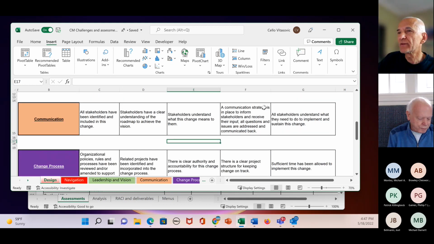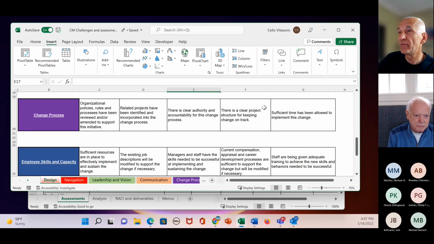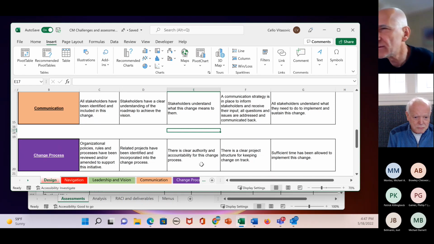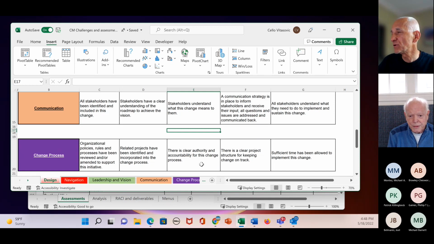Okay, so I will move to the next category, which is the change process. Do we have a process in place for change? Organizational policies, rules, and processes have been reviewed and they're amended to support this initiative, so we wouldn't be breaking any rules or policies. Related projects have been identified and incorporated into the change process. There is clear authority and accountability for this change. There's a clear project structure for keeping change on track, and sufficient time has been allowed to implement the change.